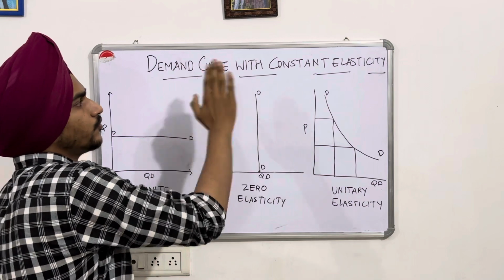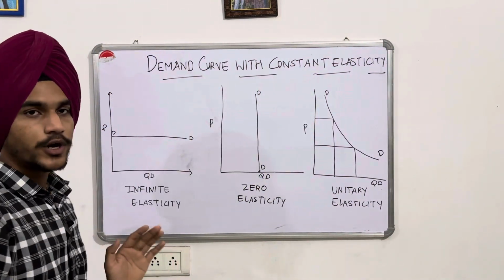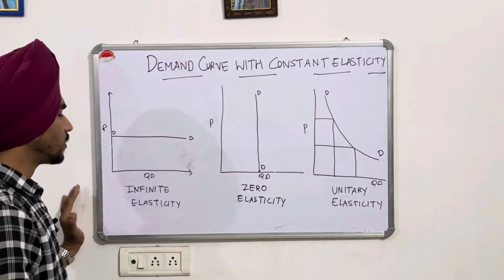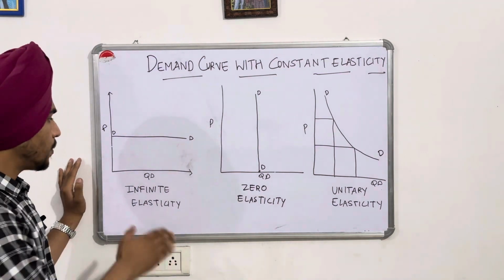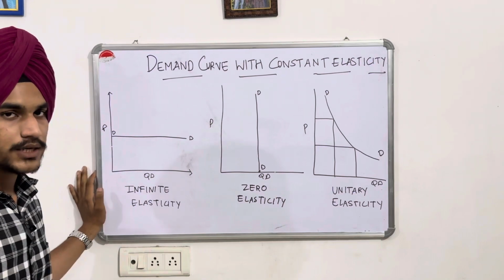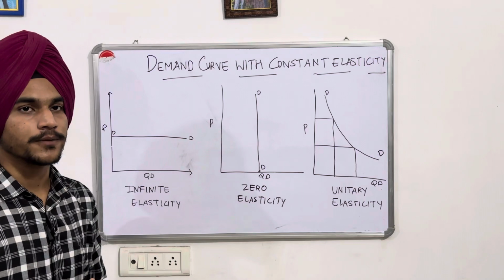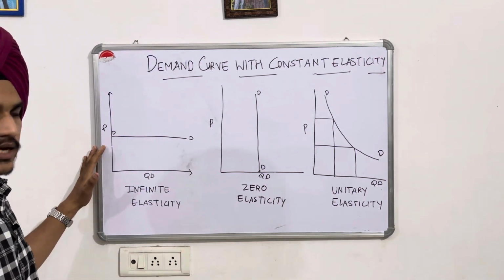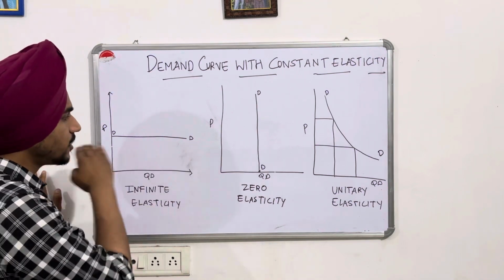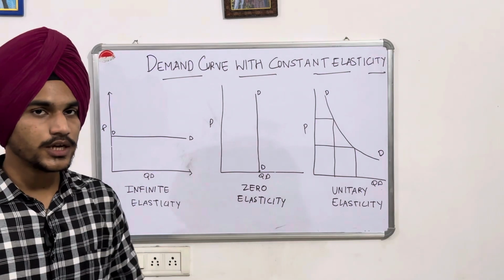So for the demand curve, we will see some cases in which there is constant elasticity at all the points on the demand curve. The first case is infinite elasticity. The price is constant, but the quantity demanded is infinite at this prevailing price. The responsiveness of quantity demanded to this price level is infinite. So that is why this is a case of constant elasticity.